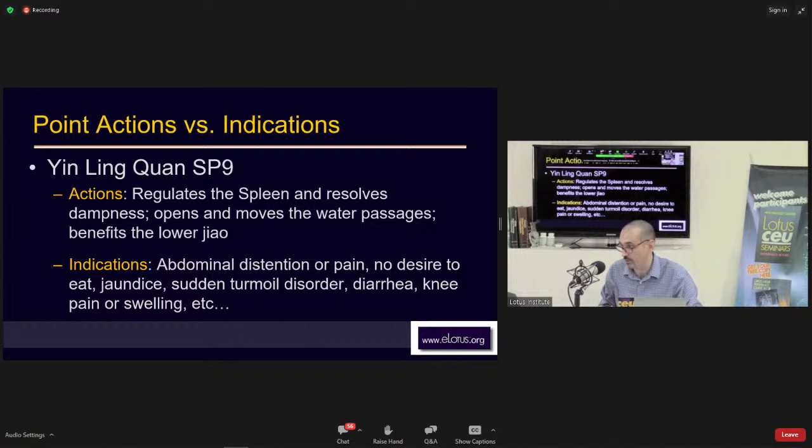The indications, on the other hand, describe the specific disease or symptom presentation that this point has been used to treat historically, traditionally, contemporarily, whatever. So under indications, we have things like abdominal distension or pain, no desire to eat, jaundice, sudden turmoil, diarrhea, knee pain, swelling, et cetera, right? And there's usually a long, long list of what these indications are, right?